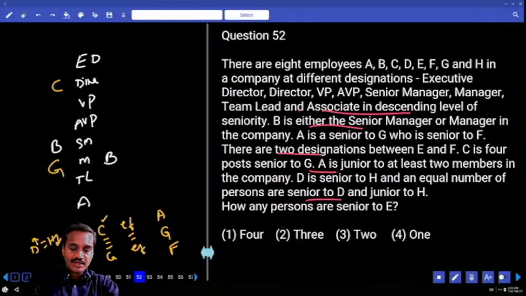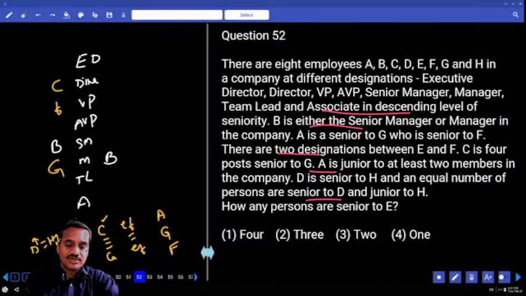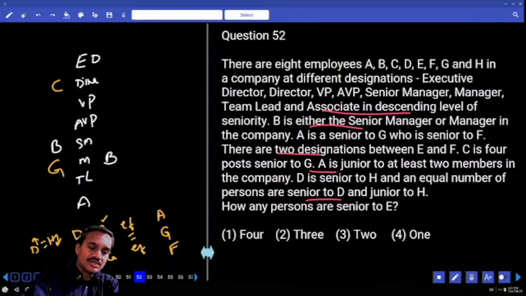C and G are like this. Next, D is above H, and A, G and F. Between E and F there must be exactly two people. Can we have F at this place? No, there is no chance of F being here. Then F must be at this place.